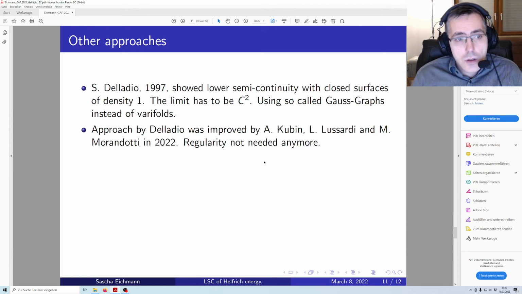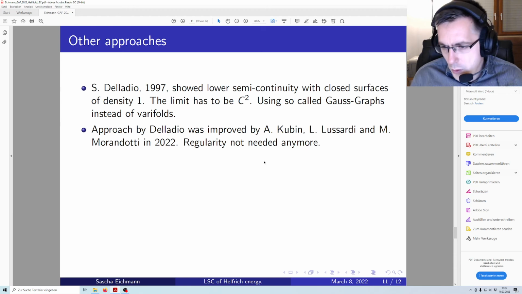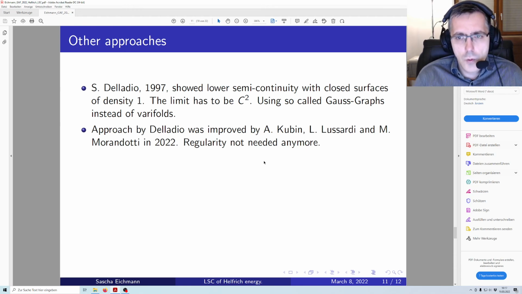This approach, which was a few weeks ago actually, was improved by Kubin, Lusardi, and Morandotti. And they used some convexity. They showed some convexity for the kind of Helfrich energy in the right setting, and then used some of Hutchinson's results about measure function pairs, and were actually able to show more than Delladio originally did.